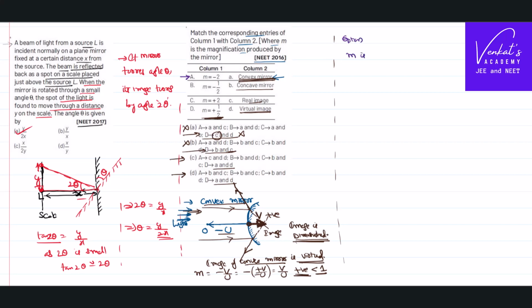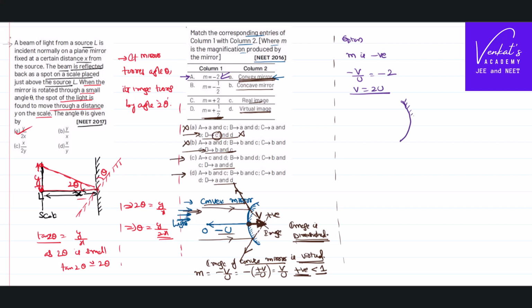Magnification is negative, right? That means minus V by U equal to minus 2, as it is given. That implies V equals 2U. So one thing is clear, both V and U are on the same side. That can happen with a concave mirror. A concave mirror can have a negative magnification or a positive magnification. Let me draw a diagram of a concave mirror and show you what is happening.